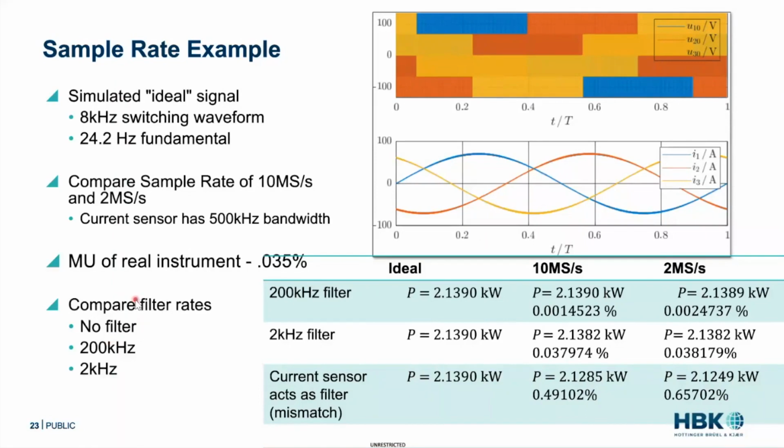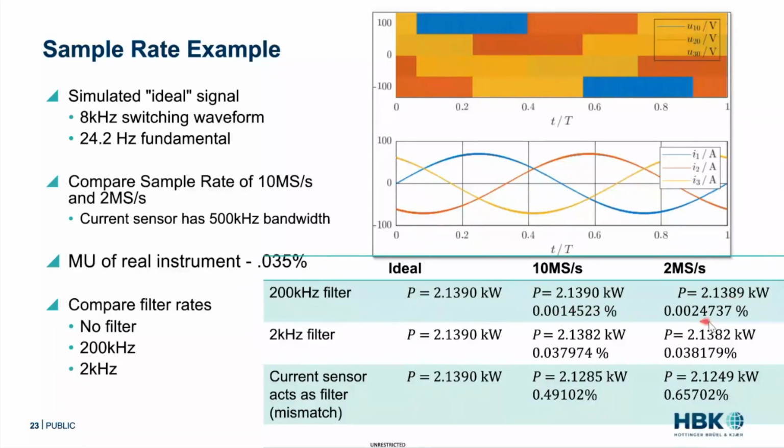So I actually put these in the wrong order. I apologize. So in our ideal system, the power is the same for each, because that's our ideal system. For the 200 kilohertz filter, which is actually what we're going to advise for doing these types of analyses, for the 10 megasamples per second, we see 2.139 kilowatts. For 2 megasamples per second, we see 2.3189 kilowatts.